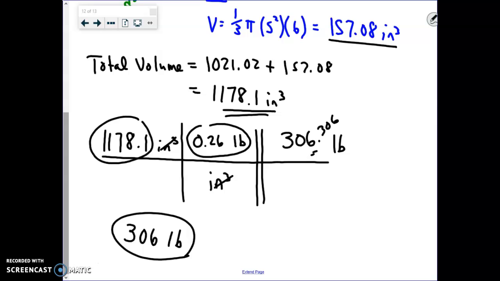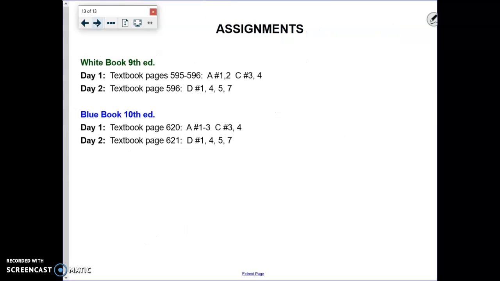All right? So I hope that helps you out. If you have any questions on the application and so forth, let me know. But here's the assignment, depending on the type of book you have. If you've got the white book, you're going to go to page 595 to 596. These right here, A and C, are just cone problems, which you're given certain dimensions of the cone. You have to find either lateral area, surface area, or volume. And these are the application problems. I gave you 4 of them, so read those carefully.